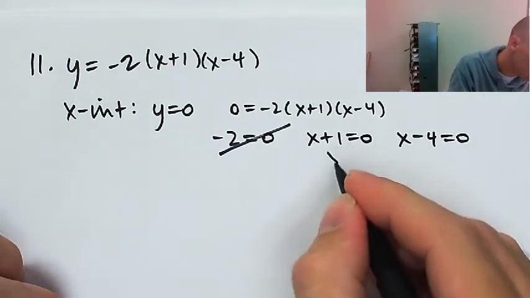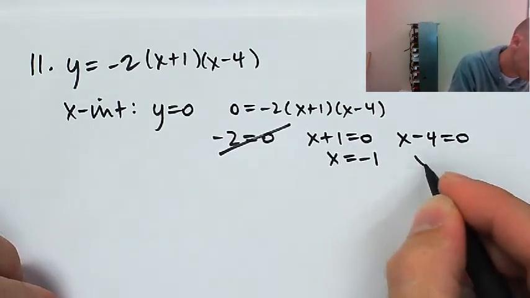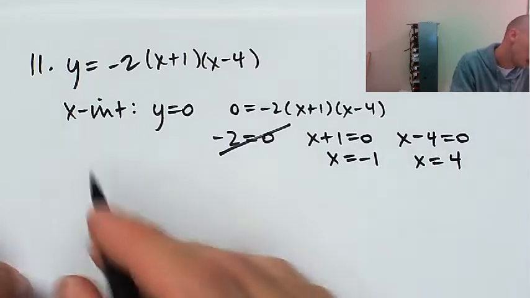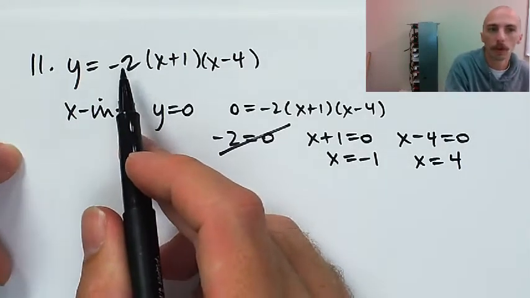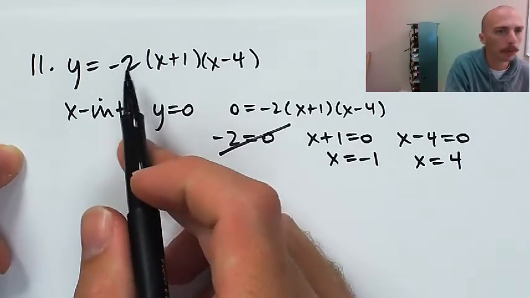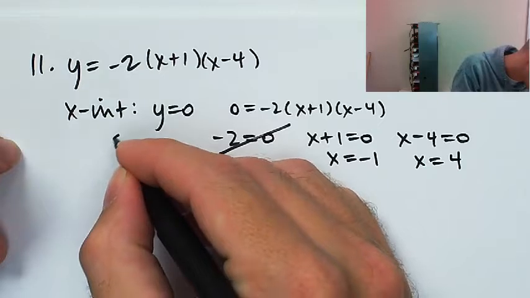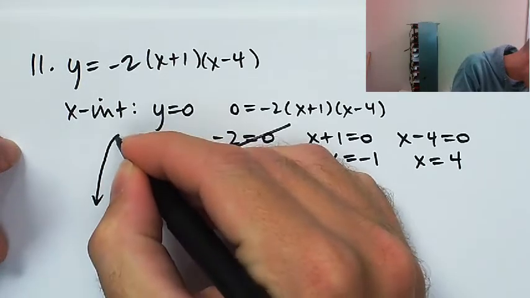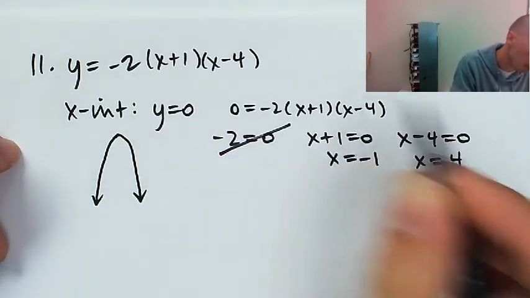Okay, this is never true. This could be true when x was negative 1, and this could be true when x is 4. So I know that this is going to be a parabola that opens downward, and it's going to be pretty narrow because of the negative 2. So I'm just going to kind of draw what is, in my mind, a downward-facing narrow parabola.